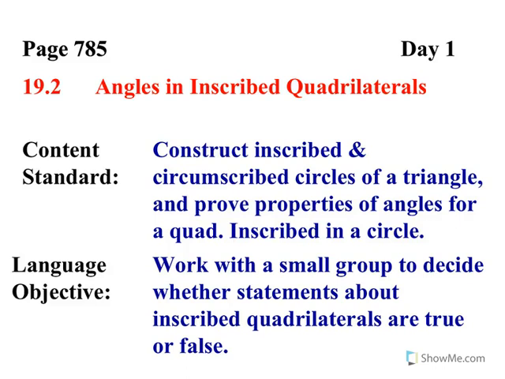Module 19.2, Day 1. Angles in inscribed quadrilaterals. Content standard: construct inscribed and circumscribed angles, a circle of a triangle, and prove properties of angles for a quadrilateral inscribed in a circle. Language objective: work with a small group to decide whether statements about inscribed quadrilaterals are true or false.